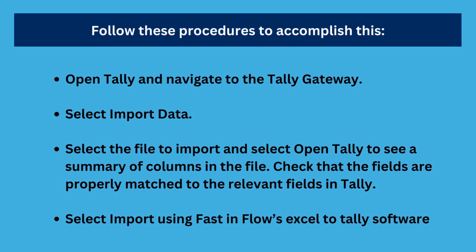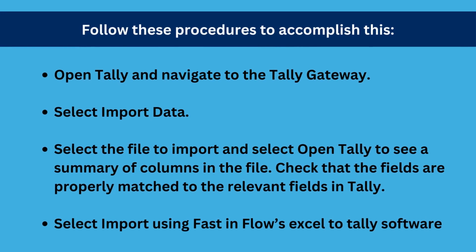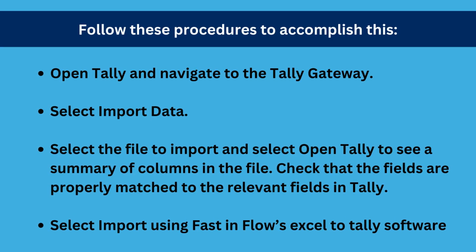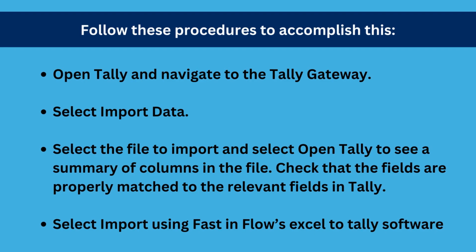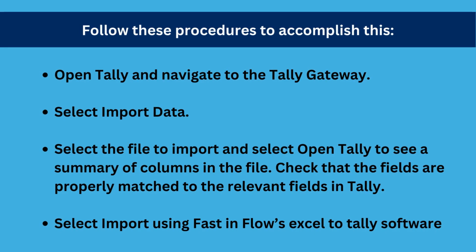You can now upload your data into Tally after exporting it in CSV format. Follow these procedures to accomplish this. Open Tally and navigate to the Tally gateway. Select Import Data. Select the file to import and select Open. Tally will show a summary of columns in the file. Check that the fields are properly matched to the relevant fields in Tally. Select Import using Fast and Flow's Excel to Tally software.